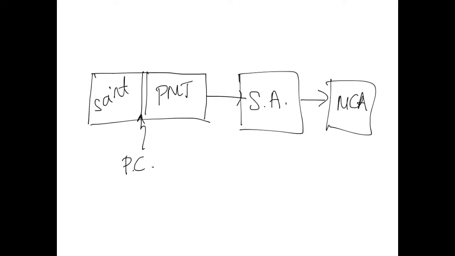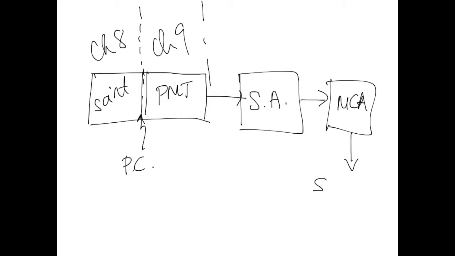So anything that is to the left of this line is Chapter 8. Chapter 8 is where we talk about the scintillator itself. Chapter 9 is where we talk about the photocathode and photomultiplier tube. The shaping amplifier and MCA we discussed in chapters 17 and 18, and then we have the spectrum here, which is what we talk about in chapter 10.